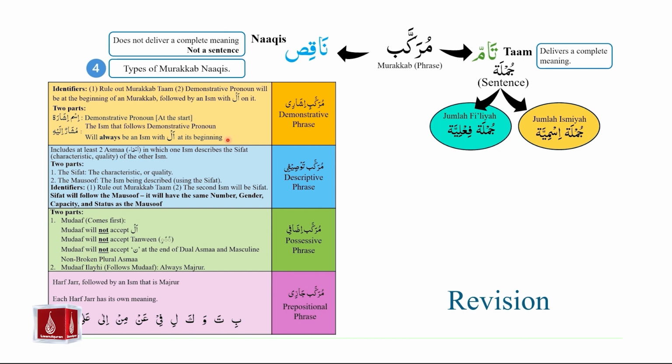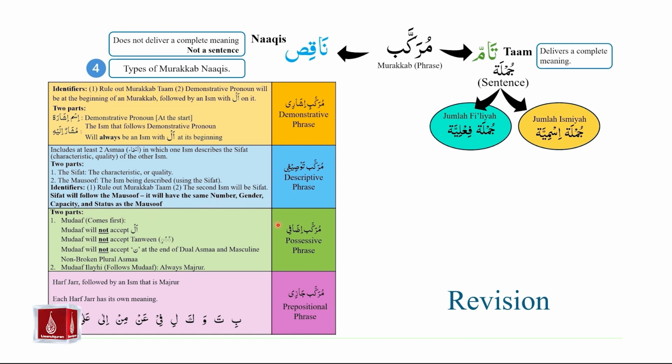Next, we have murakkab tawsifi or descriptive phrase. Murakkab tawsifi also includes at least two asma, in which one ism describes the sifat, which is the characteristic or quality of the other ism. Murakkab tawsifi has two parts. Number one, the sifat. This is the characteristic or the quality. And number two, mawsuf. This is the ism that is being described using the sifat. Please recall that in murakkab tawsifi or descriptive phrase, the sifat will follow the mawsuf. So the sifat will have the same number, gender, capacity and status as the mawsuf.